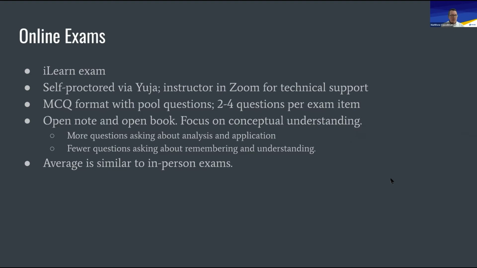To minimize cheating or to prevent it as much as I can, I use a multiple choice question format, and I use the pool questions feature in iLearn. So for every exam item, there are 2 to 4 questions that could pop up on the student exam. Every student gets a sort of randomized exam. You can also shuffle the answers so that they can't just say, oh, number 2 is B. You can shuffle it around as needed there as well.